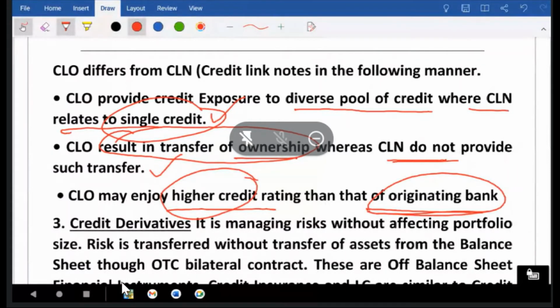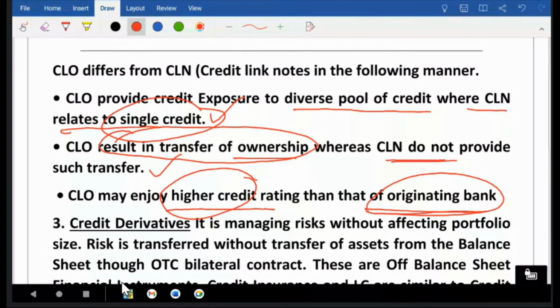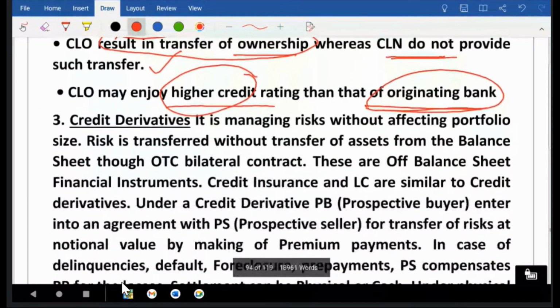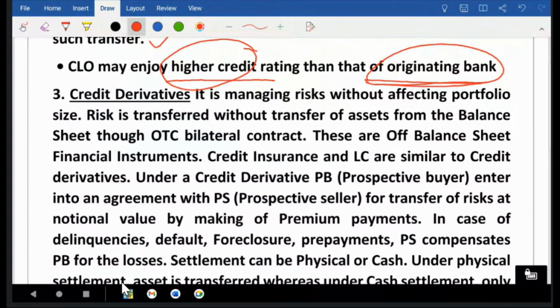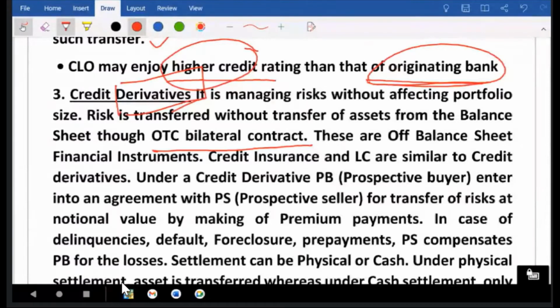Now next, moving ahead, next is the credit derivative. It is managing risk without affecting portfolio size, and risk is transferred without transferring the asset from the balance sheet through an OTC bilateral contract. That means one derivative. A derivative word we have already heard and studied, because a derivative is created from many commodities, or you can say many credits, but in this case many credits will be pooled up and a derivative will be created. So these are off balance sheet financial instruments.